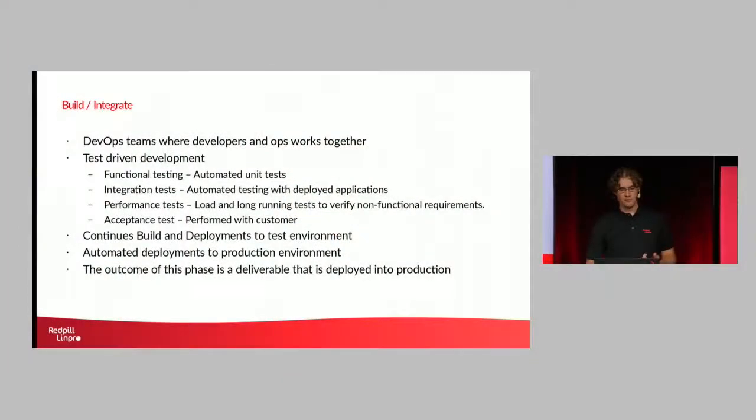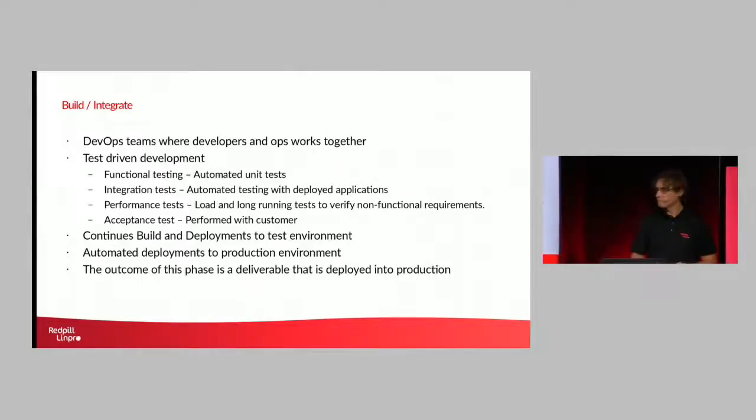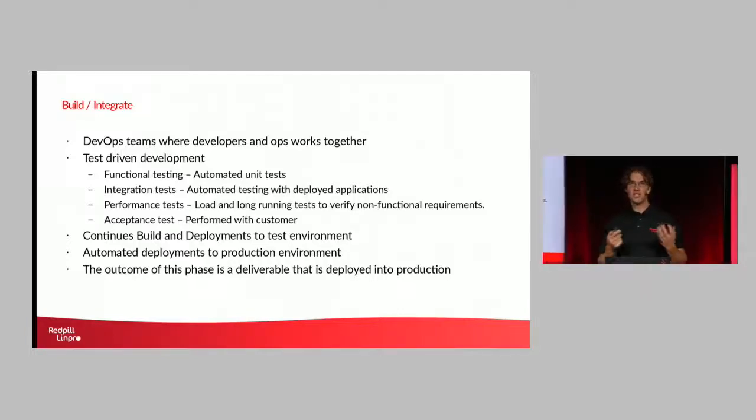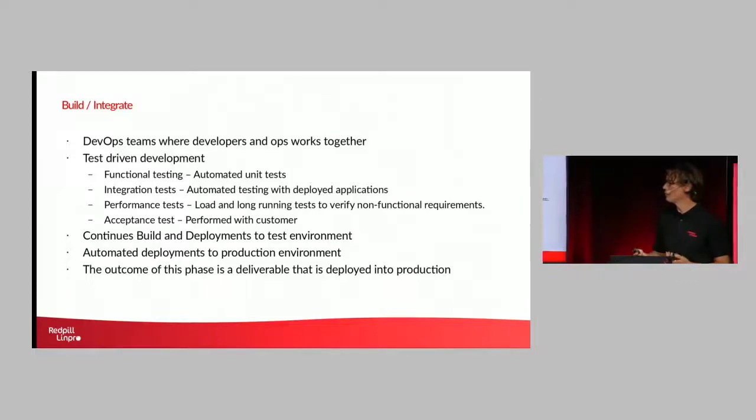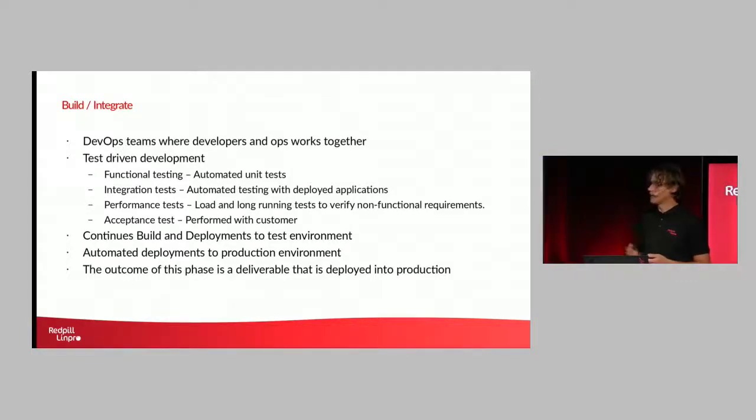So the next phase, once we've done this high-level design, is the build and integrate phase. Since it's a managed integration as a service offering, we take care of the development of the integration or API as well. This is handled by an internal DevOps team, where we have developers and operations, all of them from Red Pill Impro, working together to build the integration for you.